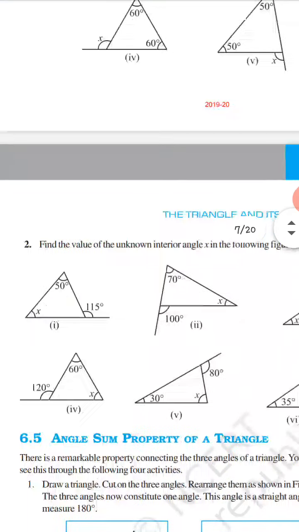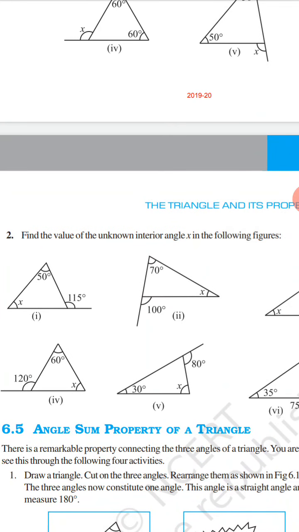Now second question: if the exterior angle is 115 and one of the interior opposite angles is 50 degrees, so x will be 115 minus 50, that is 65 degrees. So you can do it.